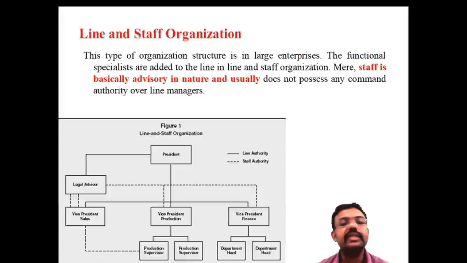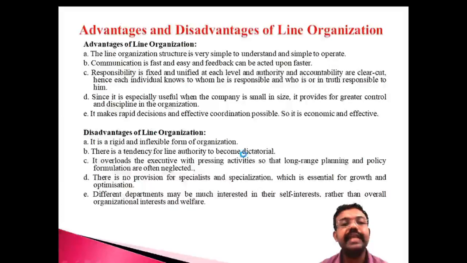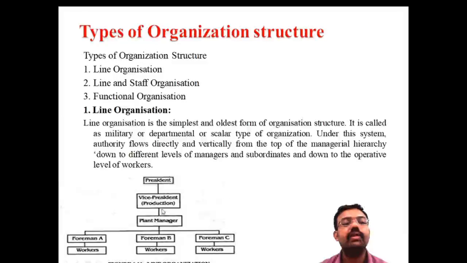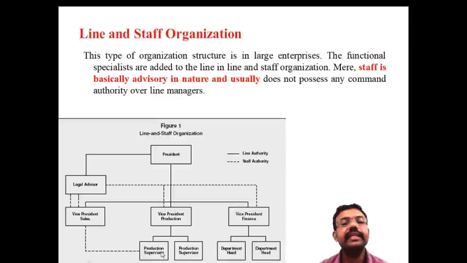So we can see the two categories of authority, that is the line of authority and the staff authority. In the previous diagram we can see only the line of authority, that is only a single line of authority. And here there is no single line of authority. Here a staff is appointed.